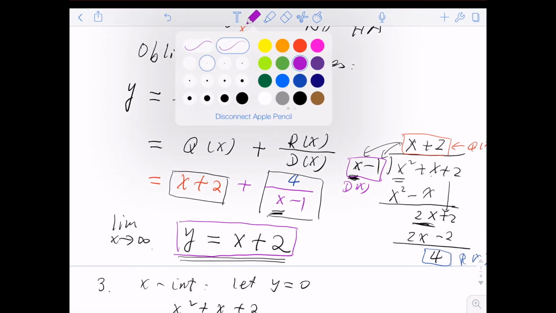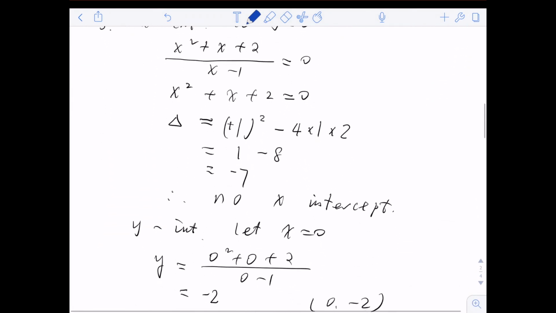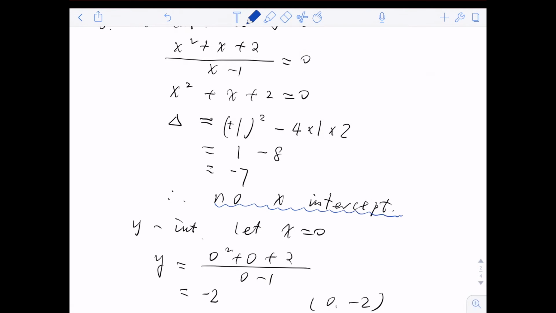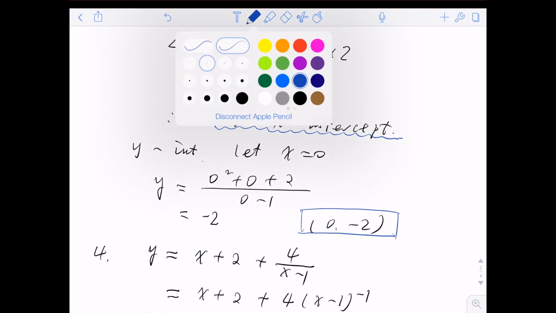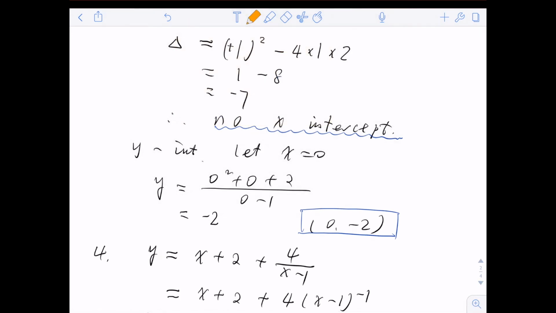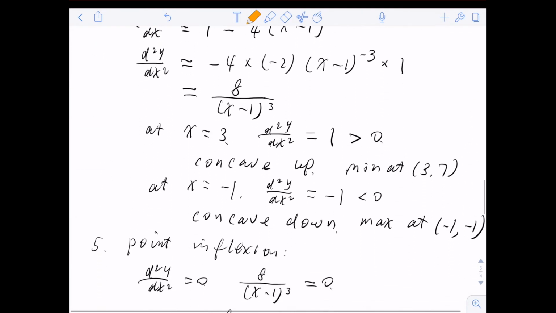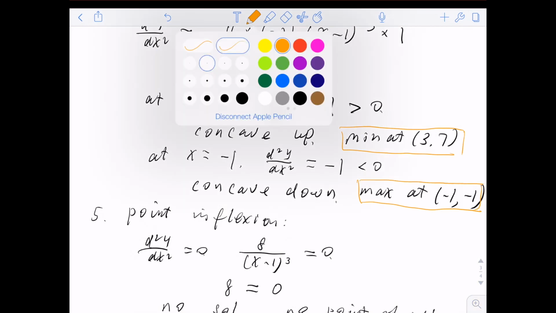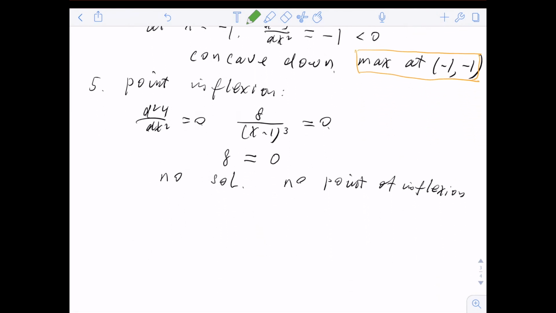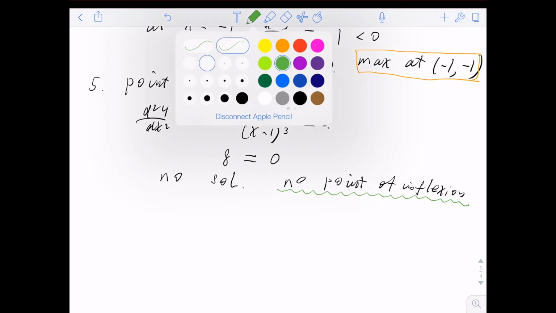And then the third one is my intercepts, I guess. But I don't have any x-intercepts, meaning the curve doesn't touch the x-axis. And the y-intercept is here. The next thing is stationary points: there are two stationary points, one minimum turning point and one maximum turning point. And the next one is inflection points. I didn't find any, but remember, no inflection points is also important information. I think that's all I have.